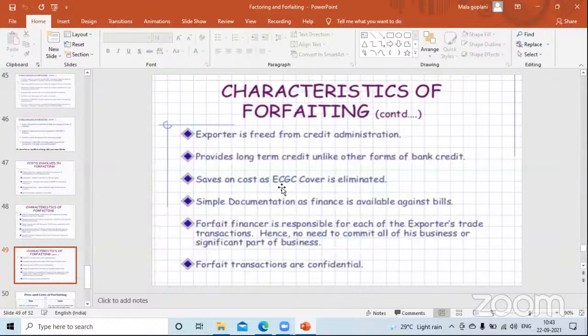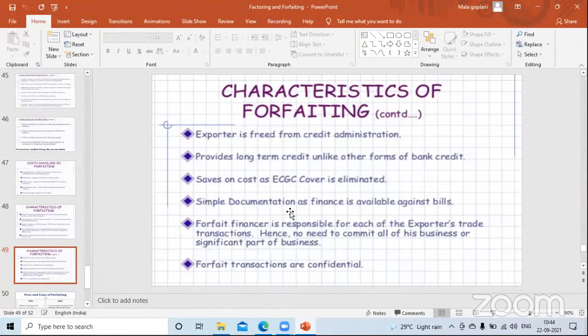Now you're not taking that service. Why? Because now you have taken the service of forfeiting. The forfeiter is there, so why would you take a guarantee from the banks? That cost is saved, that amount of service charges is saved, because you're not taking ECGC type of services from the bank. Because the forfeiter is involved, everything will be taken care of by the forfeiter.